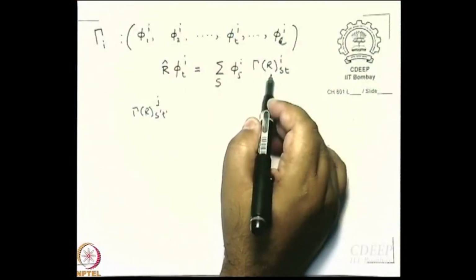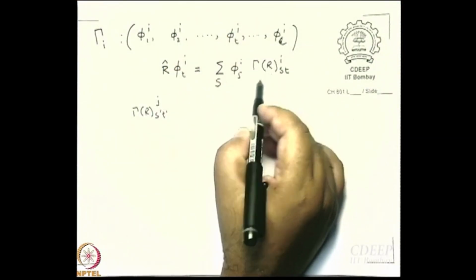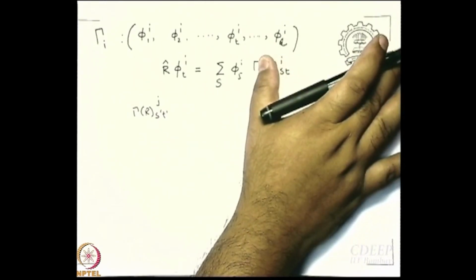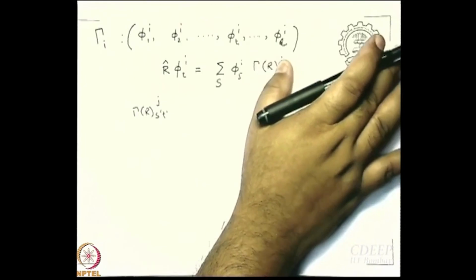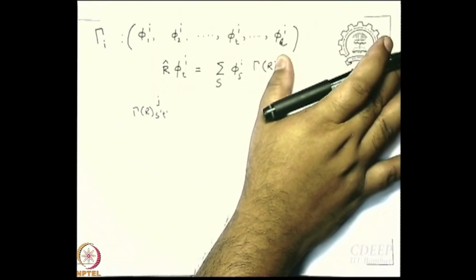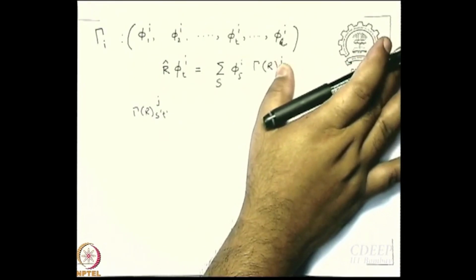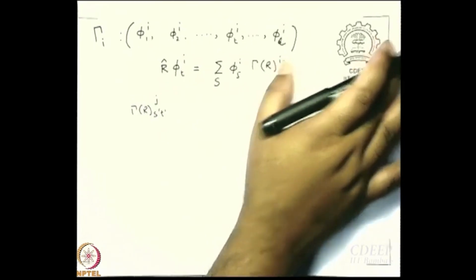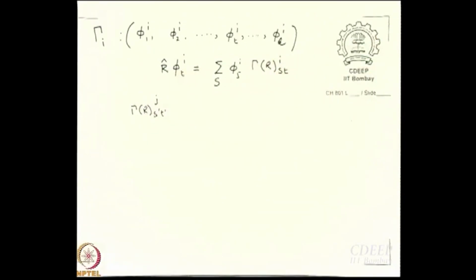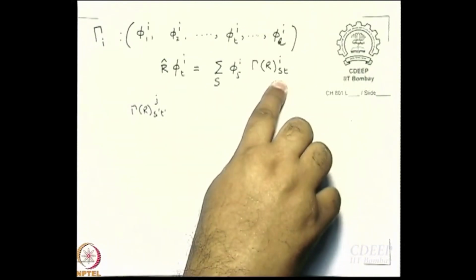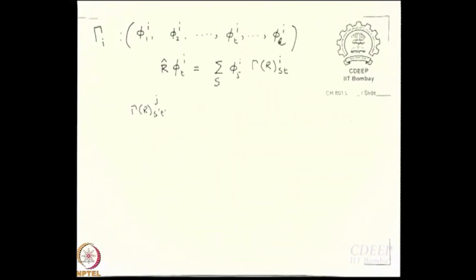What is R? R is a symmetry operation. What is gamma? If I write nothing else, gamma is the irreducible representation. But if I write gamma of R, with superscript I, that is the transformation matrix corresponding to R in the ith irreducible representation. And then when I write S T as a subscript, it means the S T element of that transformation matrix.